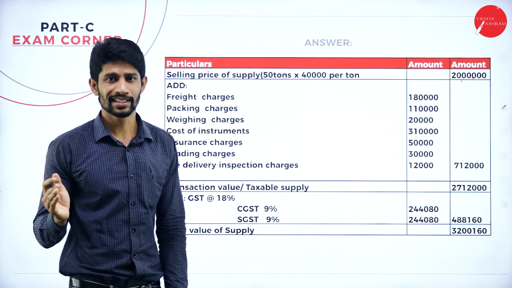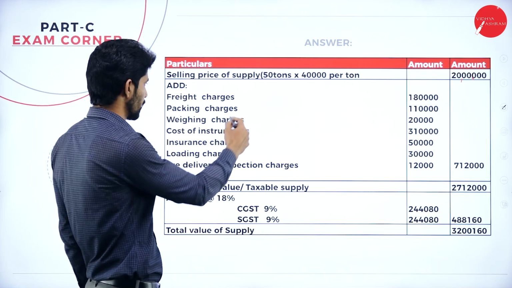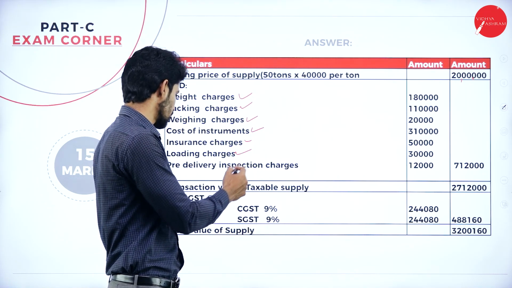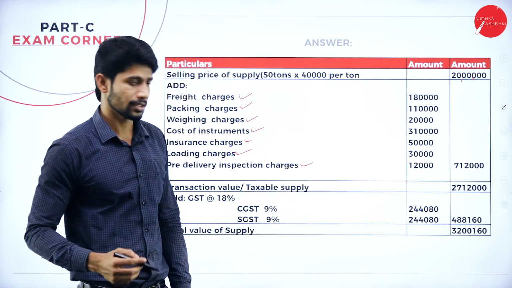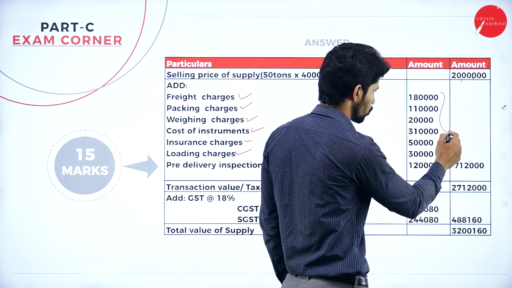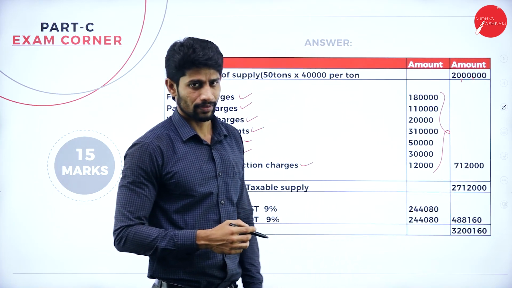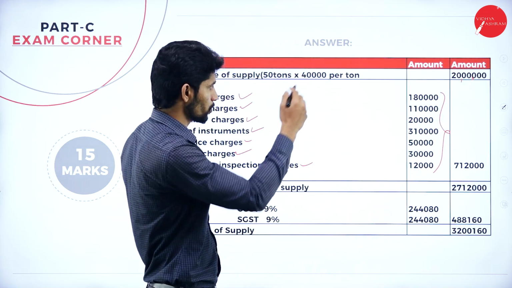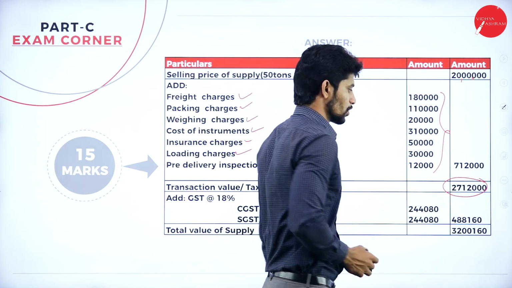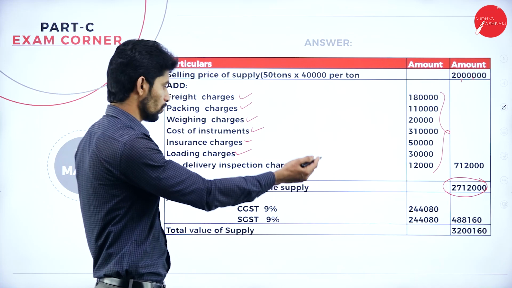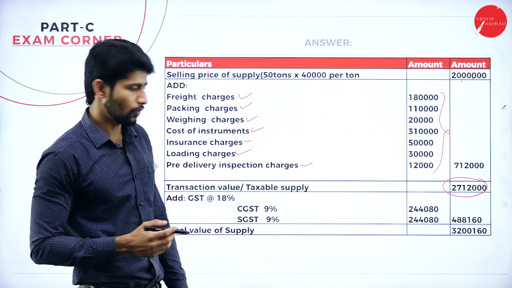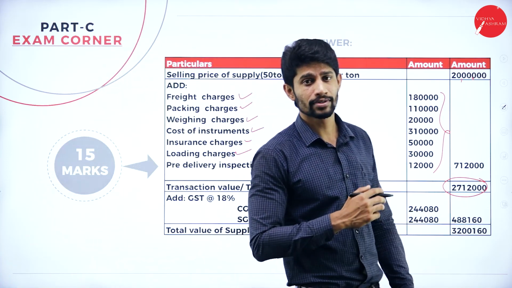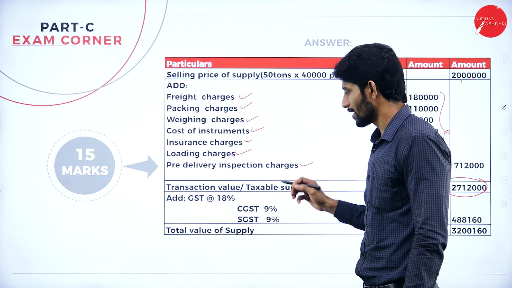Next, add other expenditures relating to that particular supply: freight charges, packing charges, weighing charges, cost of instruments, insurance charges, loading charges, pre-delivery inspection charges. So add all these items and take it to the outer column. You will get 7,12,000. So add 7,12,000 with the selling price. What is the amount? It is 20 lakh. Totally you will get 27,12,000. So the 27,12,000 is called what? Transaction value or taxable value.